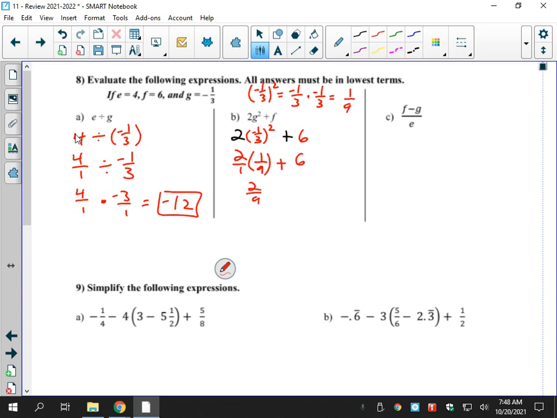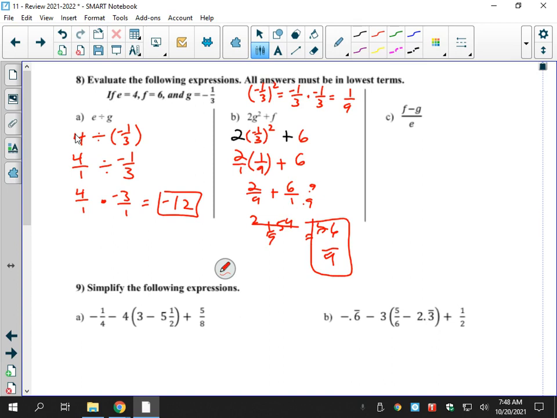So 2 over 9 plus 6 over 1. Common denominator would be 9, so that's going to be 2 plus 54, which would be 56 over 9. Wow, that's a mess on the board there. So 56 over 9, that can't be reduced, and there we are.